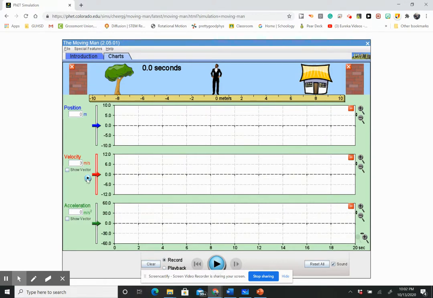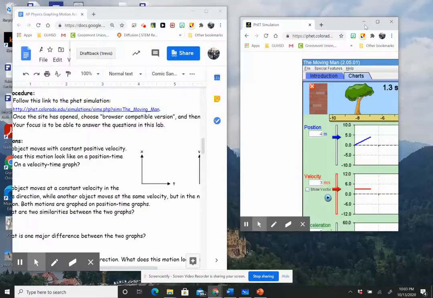And then I'm going to go ahead and hit play. And when I hit play, my man is moving in this case, and my motion is being graphed in my position versus time, my velocity versus time, and my acceleration versus time. And what you can do is take a screenshot of the different parts of these graphs and embed that into your lab, showing that you're seeing what those graphs look like. Okay, so that's what you're going to do for that.